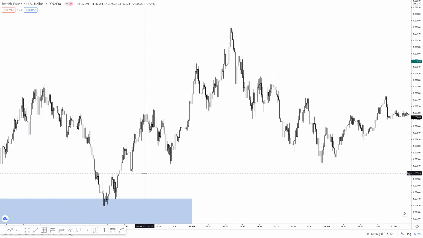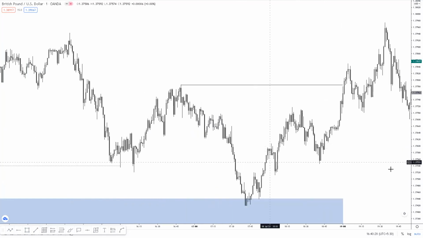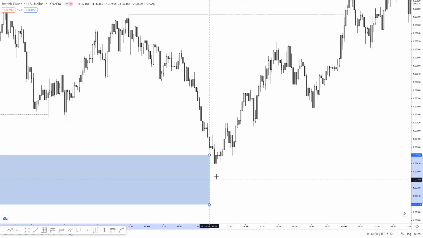The first mitigation into the breaker would be an inducement, or the trap. If price came back down, I'll not look at this, I'll look at something below this. If it mitigates the breaker, it always is an inducement. Always, meaning my back testing told me that it is an inducement.